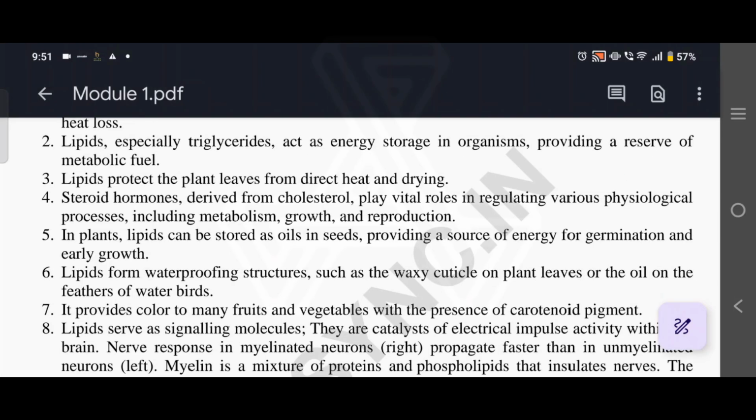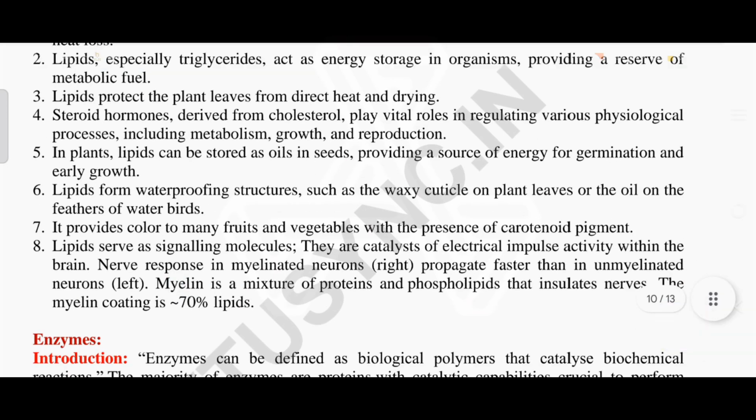Lipids protect the plant leaves from direct heat and drying. Steroid hormones derived from cholesterol play a vital role in regulating various physiological processes, including metabolism, growth, and reproduction. In plants, lipids can be stored as oils in seeds, providing a source of energy for germination and early growth. Lipids form waterproofing structures such as the wax cuticle on plant leaves or the oil on the feathers of water birds. They provide color to many fruits and vegetables with the presence of carotenoid pigment.